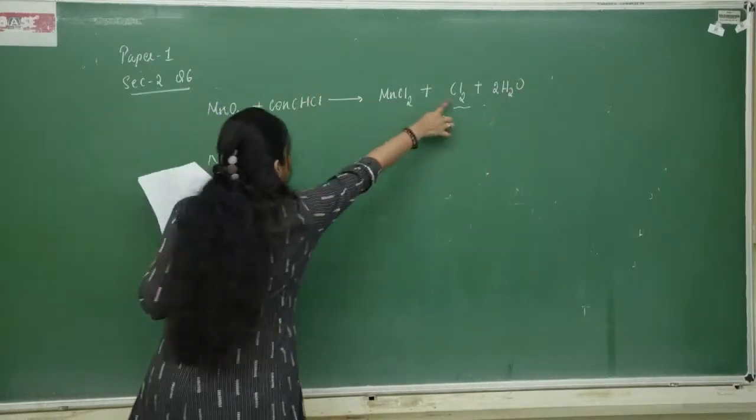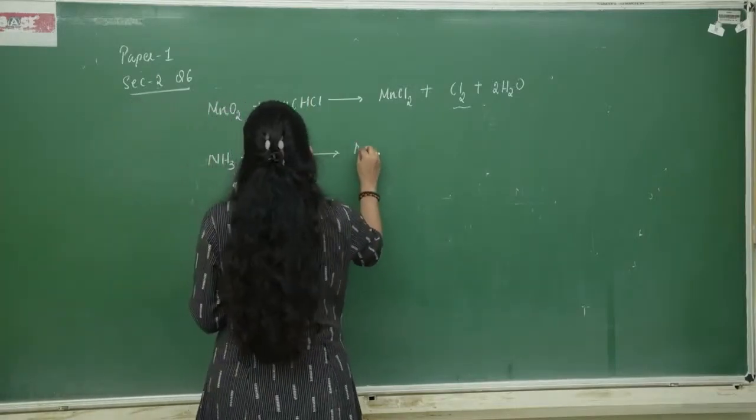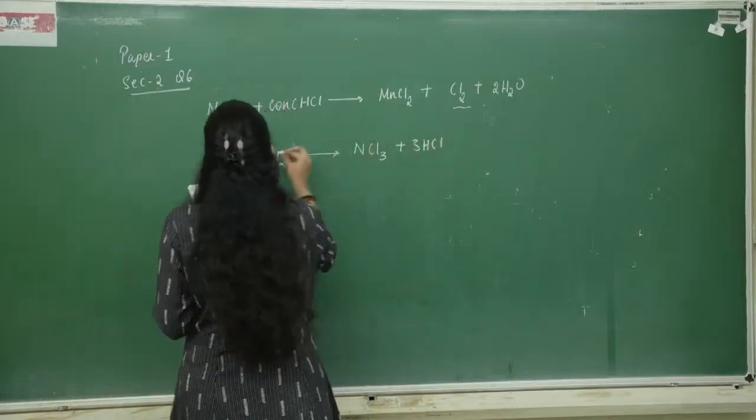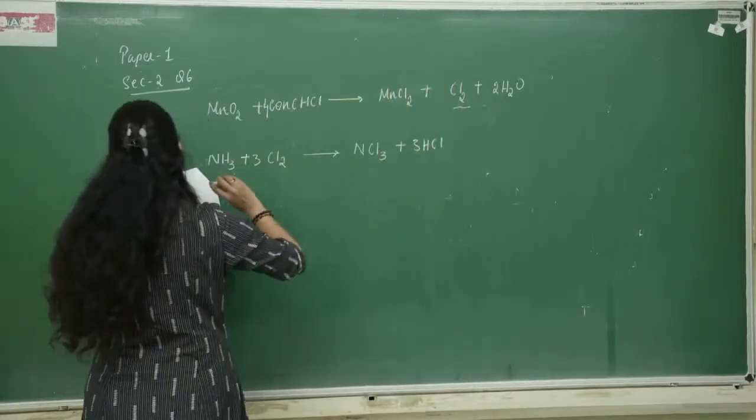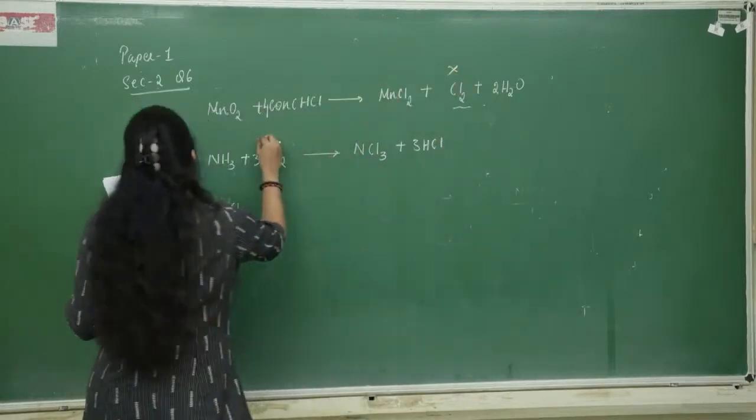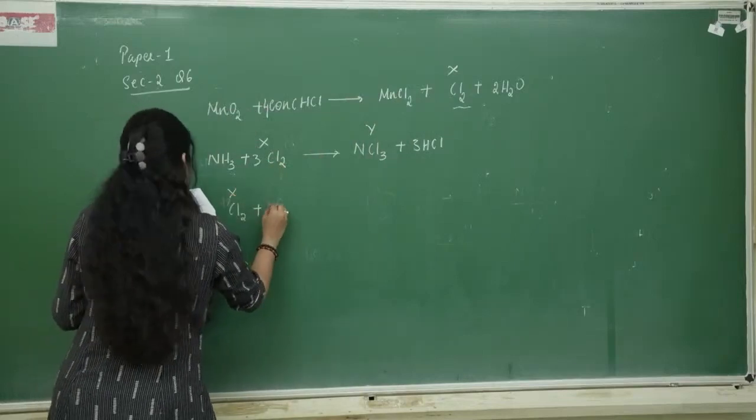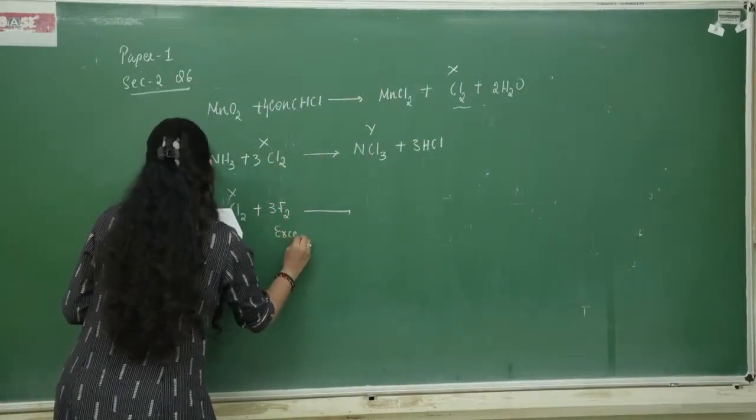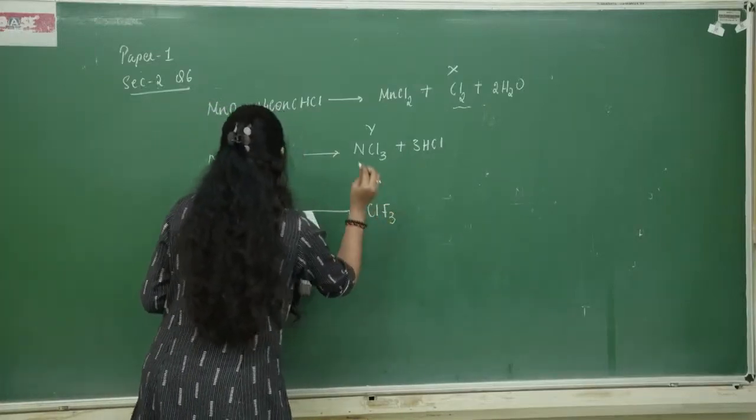That Cl2 is reacted with NH3, which gives NCl3 plus 3 moles of HCl. 3 here, 4 here and 2 here. That Cl2, the same X, this is X, this is Y, reacts with 3 moles of F2, which is taken in excess, and gives 2ClF3.